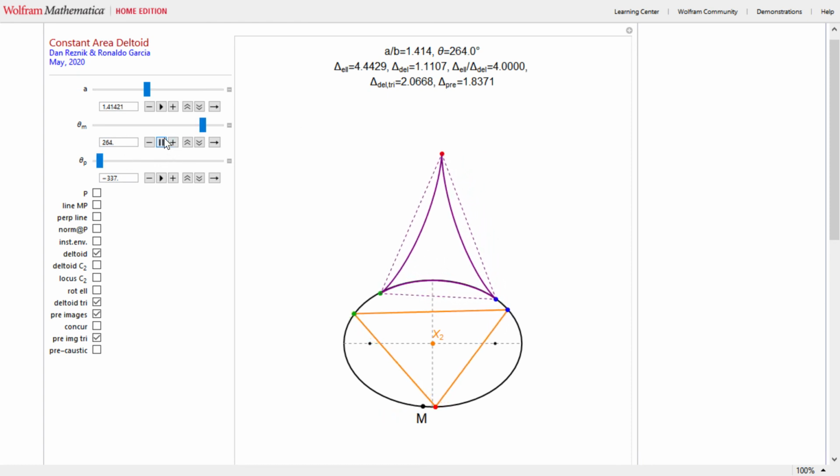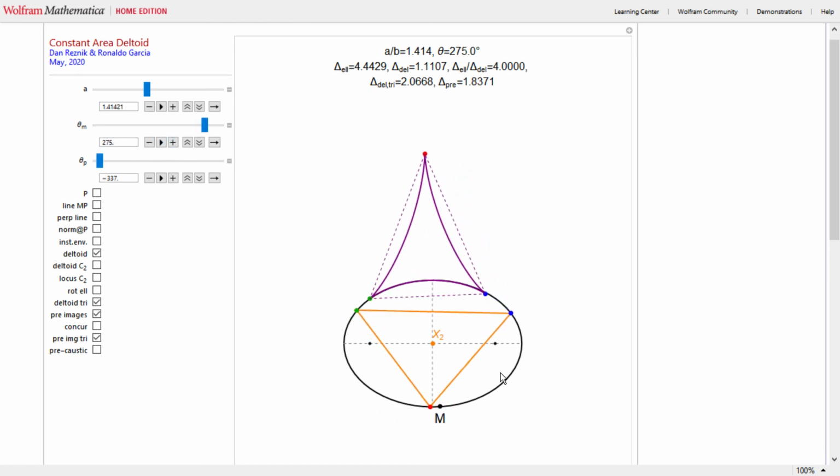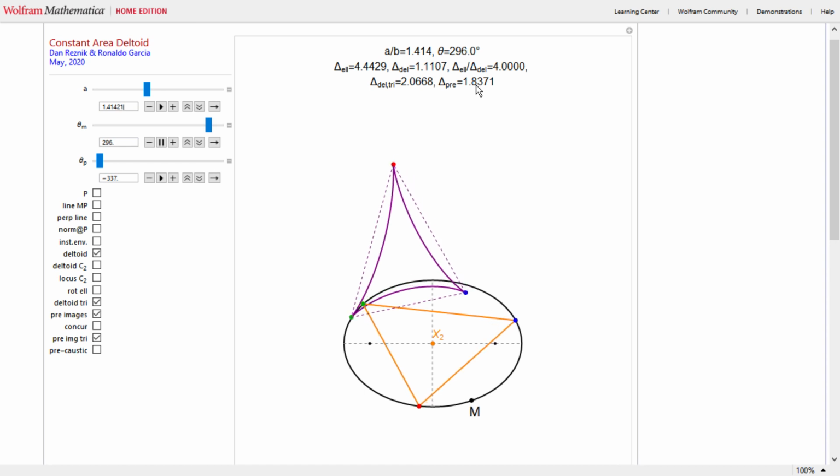So now I have 3 invariant areas if you don't count that of the ellipse, because the ellipse is by definition stationary. I have an invariant area of the deltoid, I have an invariant area of the triangle formed by its 3 cusps, and I have an invariant area of the triangle formed by the preimages of the 3 cusps. It's just invariant, it's right there.